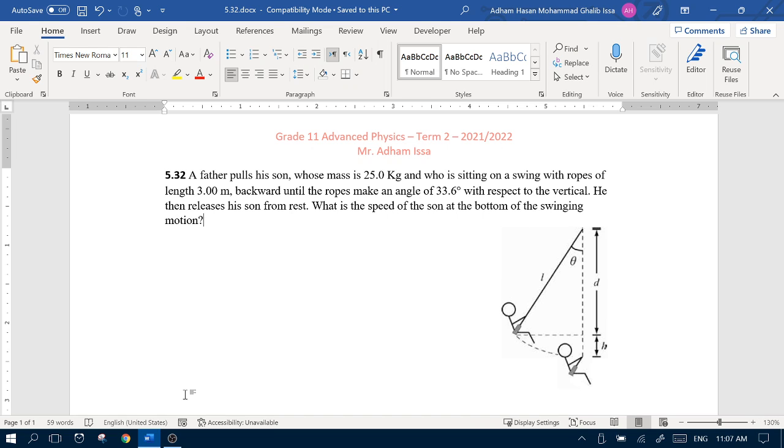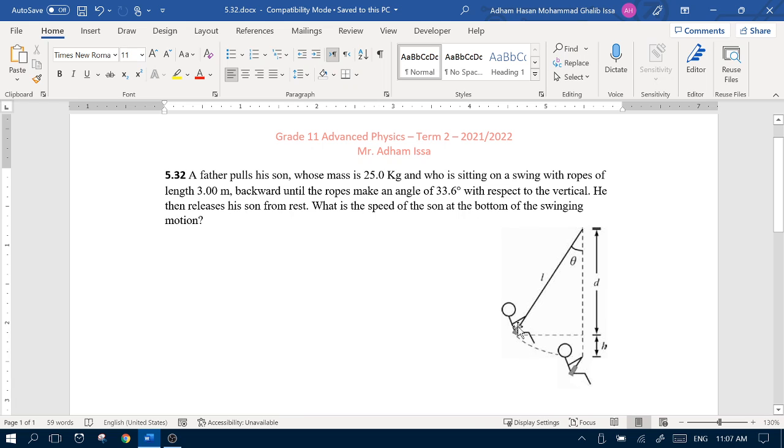This is problem 5.32, grade 11 advanced physics. In this situation, we have a father who pulls his son, whose mass is 25 kilograms and who is sitting on a swing with ropes of length 3 meters. Now take a look at this picture in here. The kid is here now, okay? He's sitting on the swing, and his father will let him go so that he will move until he goes back to this position.